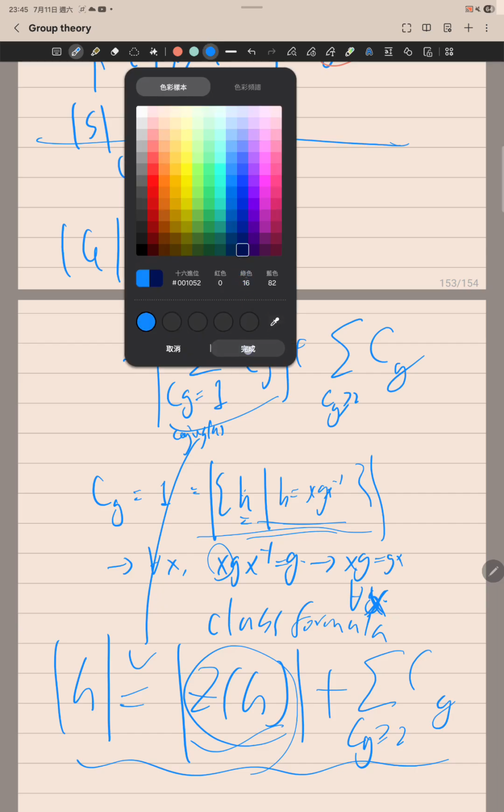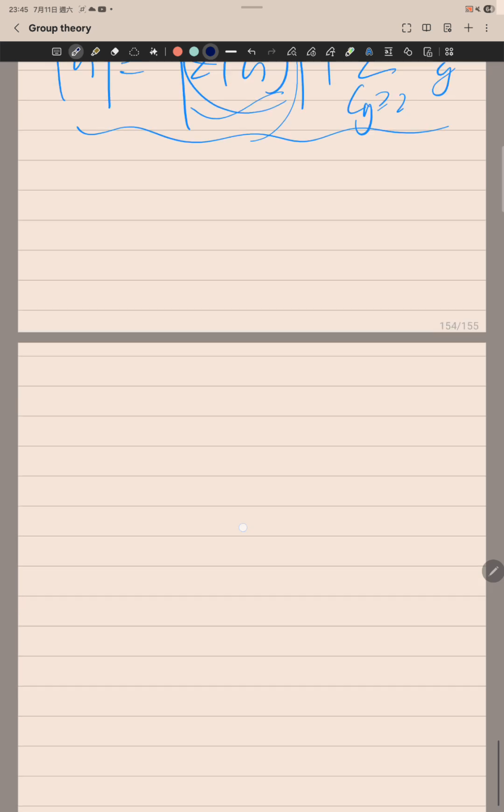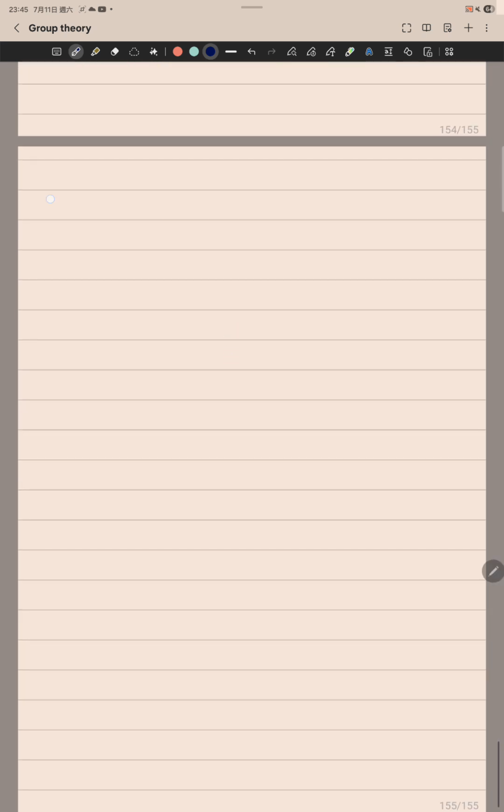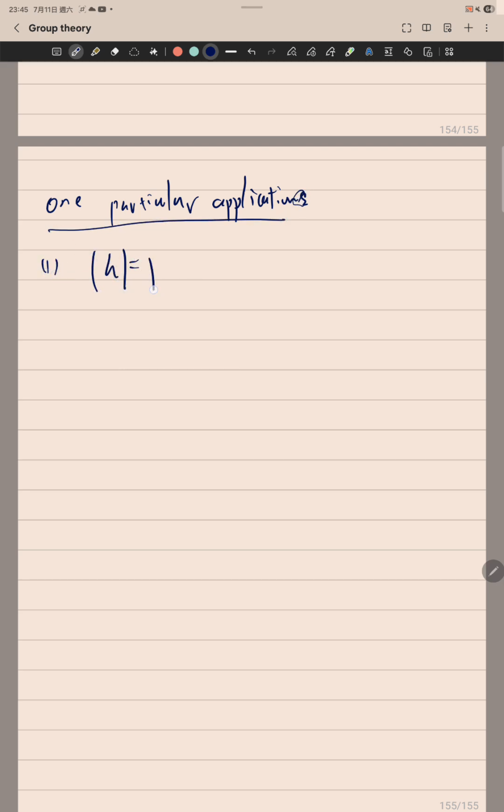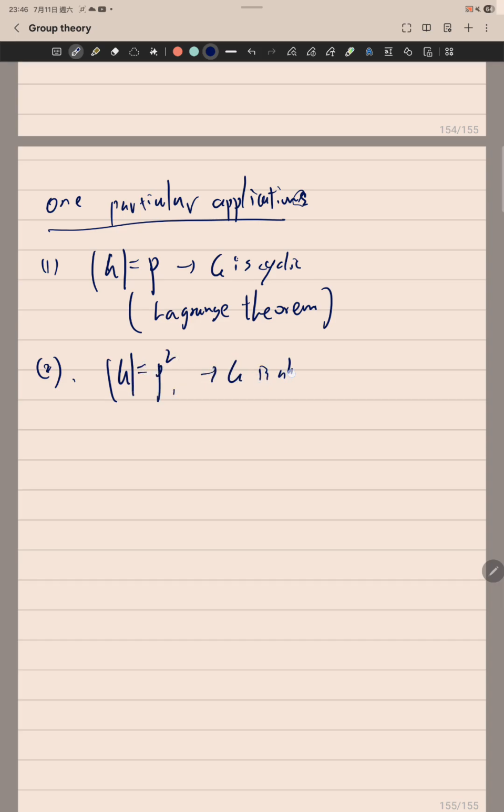Okay, so now this formula is very interesting. Let's say one particular application. So we know that when the order of G is prime, then G is cyclic. This is a trivial proof using the Lagrange theorem. And now I want to prove that if the order of G is a prime squared, then G is abelian. So abelian meaning that every two elements commute. And this is very simple.